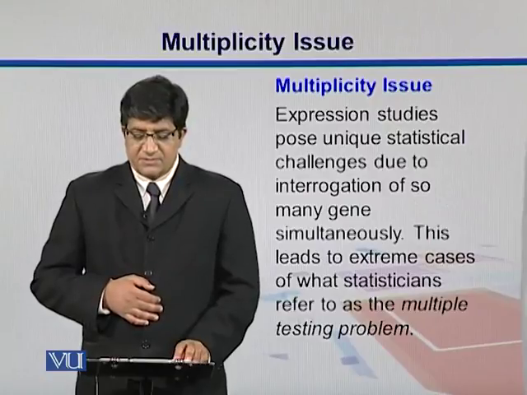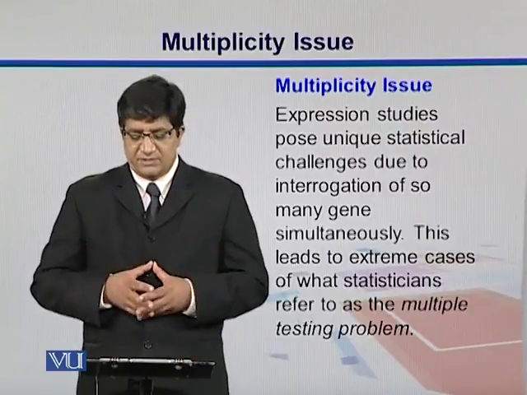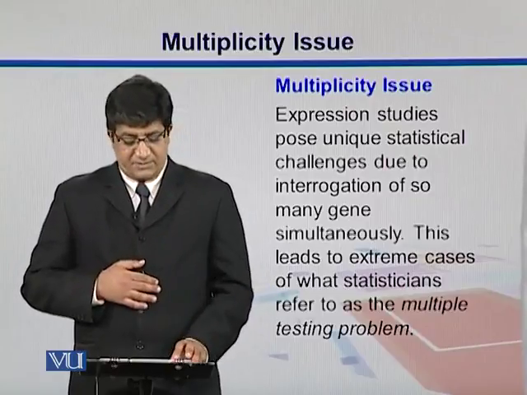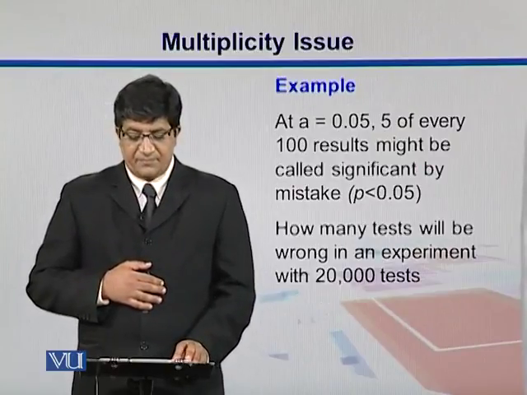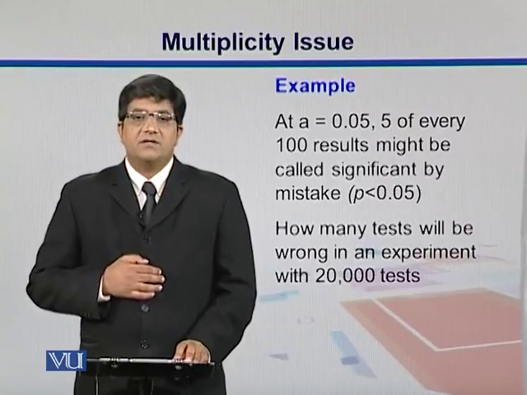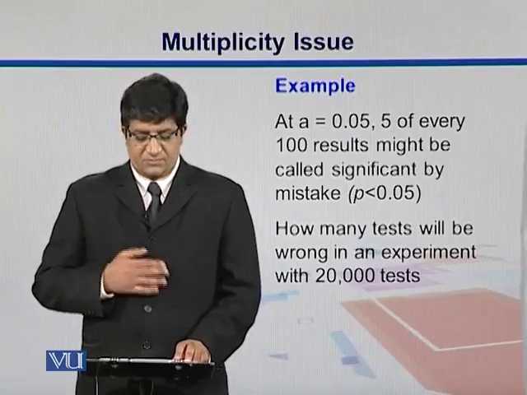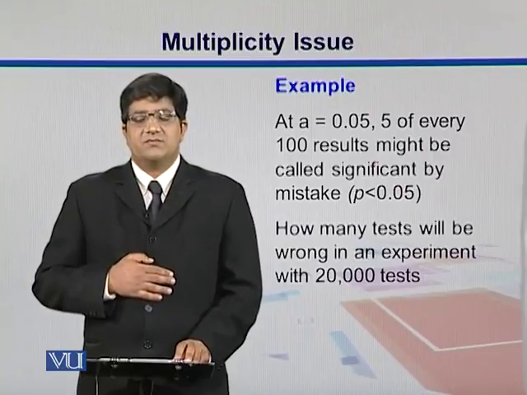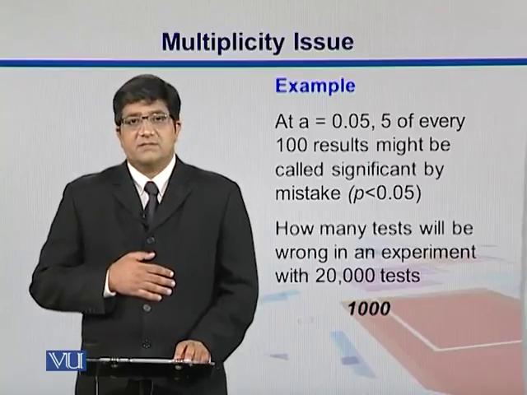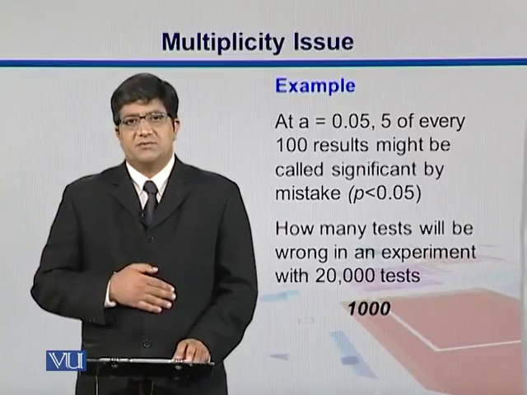Expression studies pose unique statistical challenges due to interrogation of so many genes simultaneously, and this leads to what we call the multiple testing problem or multiplicity issue. So for example, at alpha equal to 0.05, out of 100, 5 tests may be wrong. How many tests may be wrong if you are doing 20,000 tests? The probability is 0.05 or 5%. So 5% of 20,000 means 1,000 tests are expected to be wrong. So there may be 1,000 false positives in your results.